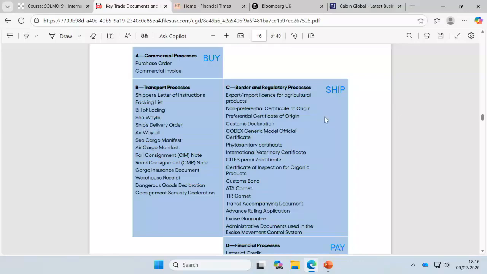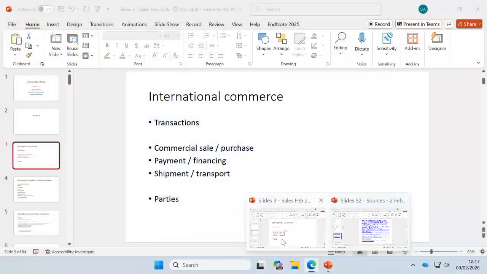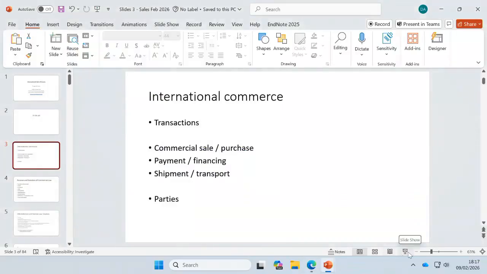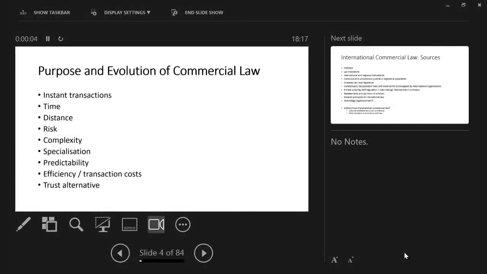And finally, if we look at from the standpoint of payment, letters of credit, payment confirmation, bill of exchange, and promissory notes. And this doesn't really extend into the financial processes. These are simply major forms of payment. So, back to our framework.